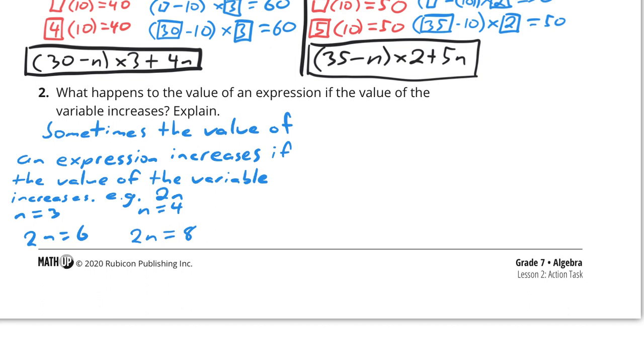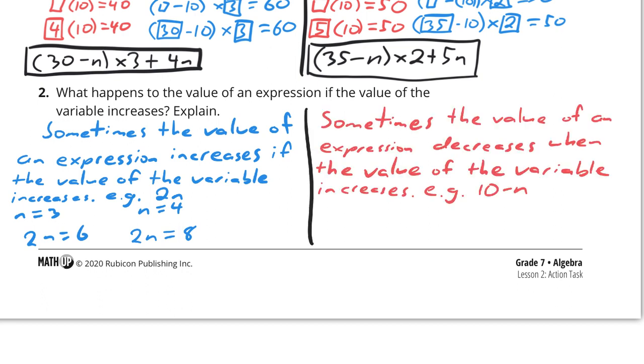But there's also another case where the value can go down. Sometimes the value of an expression decreases when the value of the variable increases. For example, 10 minus n. If n equals 3, right, then 10 minus n would equal 7. But if n were to equal 4, then 10 minus n would be 6. And you can see the value of the expression decreased.